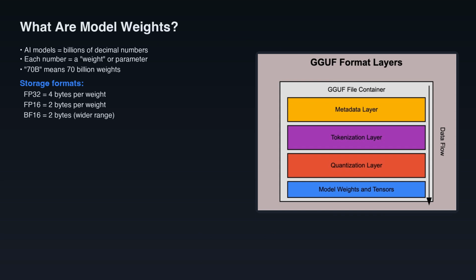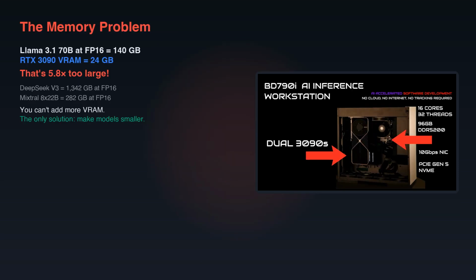An AI language model is essentially a massive collection of numbers called weights. When someone says Llama 3 70B, the 70B means 70 billion weights, decimal numbers that encode everything the model learned. These are stored in floating point formats. FP32 uses 4 bytes per weight. FP16 uses 2 bytes. At FP16, a 70 billion parameter model is 140 gigabytes. Way too big.